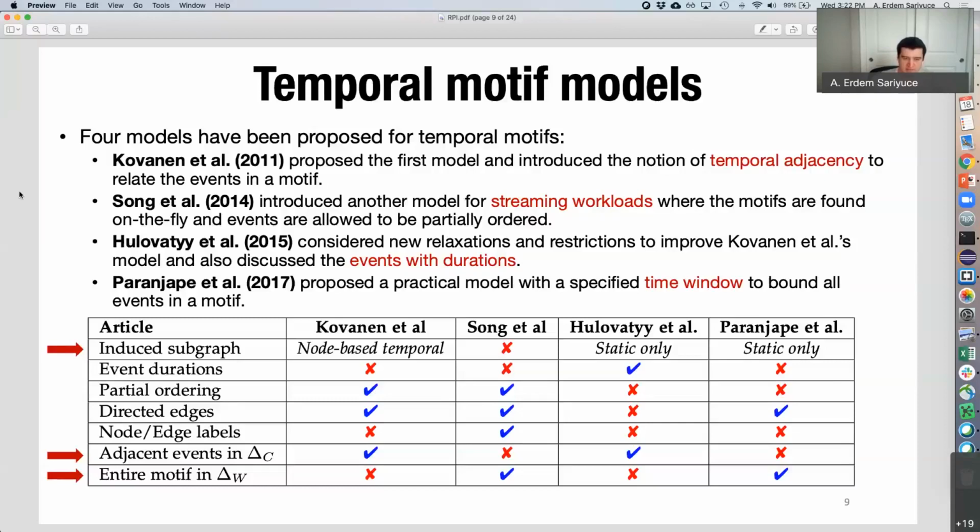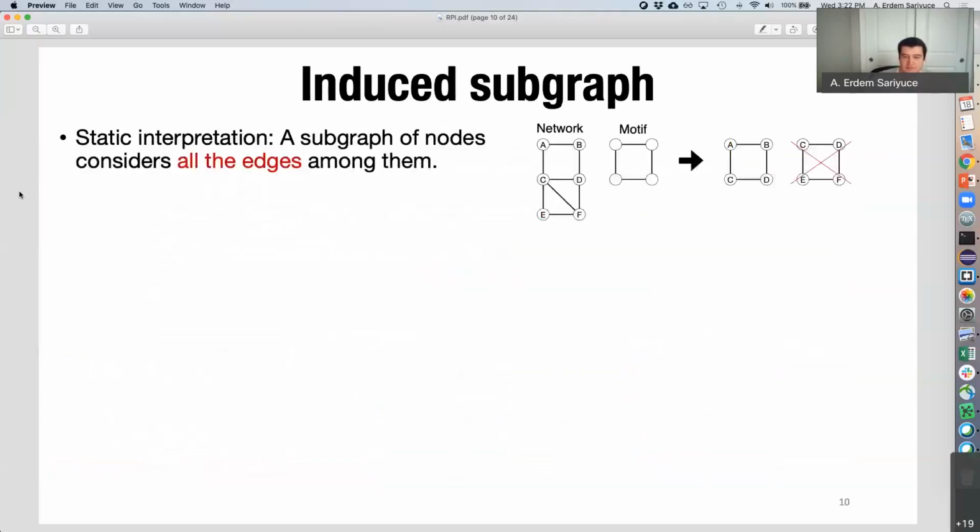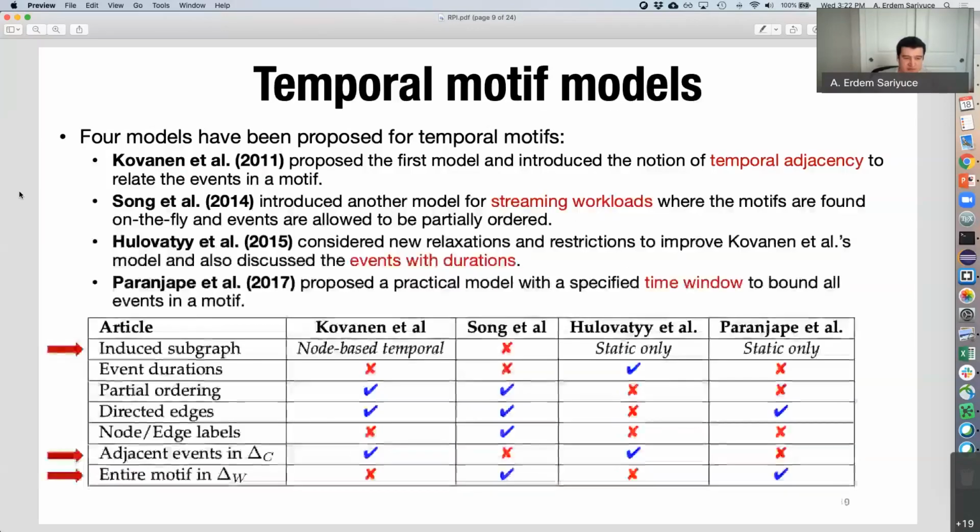For the induced subgraph, I'm going to talk about that in a minute, but the different approaches by different models are mostly because of the complexity of the problem, not because of incorporating this as a simple yes or no answer. That's why I wrote node-based temporal for the first and static only for the third and fourth. So I will talk about the induced subgraph and the timing constraints only, and then switch to the experiments. But we discuss each of those in detail in the paper if you want to check.